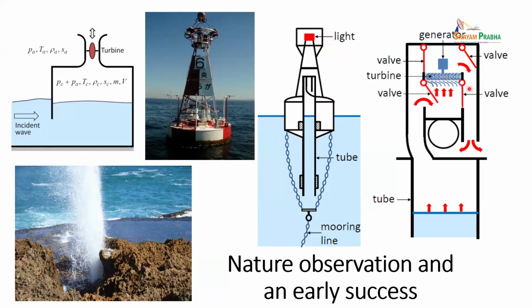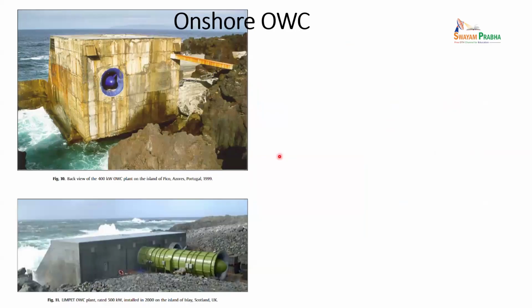Such an idea is good, but the problem is you have to open and close the valve, right? And the reliability is not that high. So that is one type of oscillating water column. I already showed how the wave goes through. So this is another one.